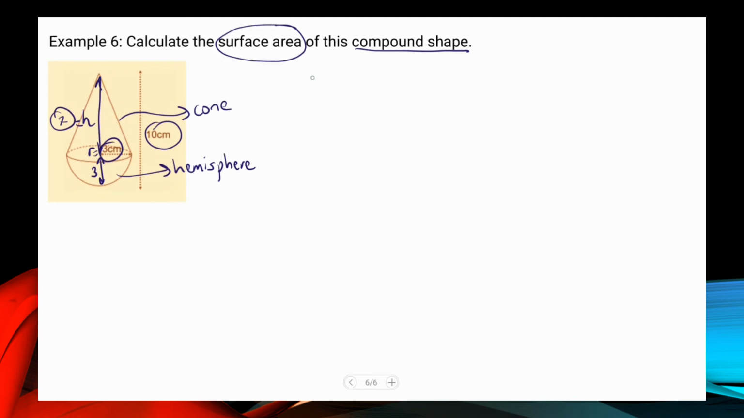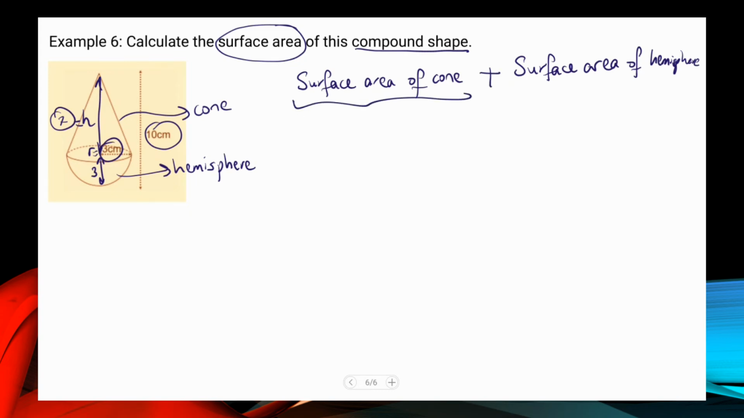And for the surface area of this compound shape, you need to find the surface area of the cone and the surface area of the hemisphere. Then add them. For the surface area of the cone, you need to be careful because we only have the curved surface here. Curved surface area will be enough for us. We don't have the circle because it is within the shape. It is not on the outside of the shape.